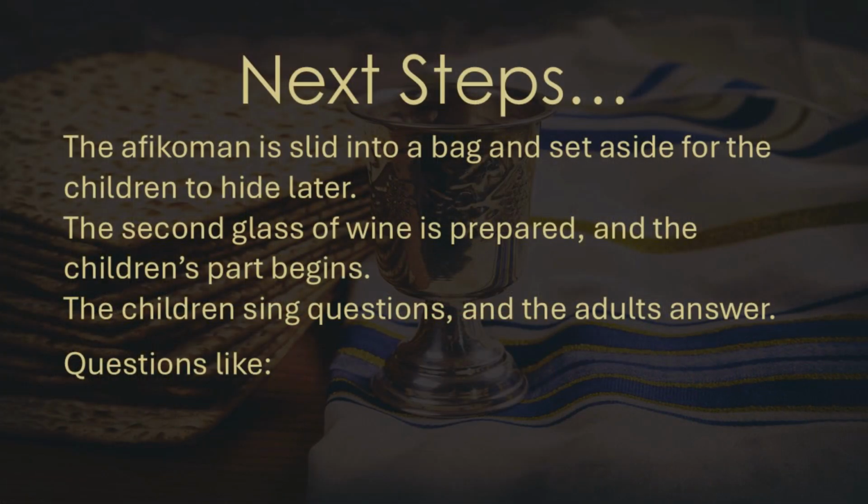The next steps, and this is one of those processes where there is quite a bit said. There are some ritualistic prayers, there are things that are happening. This is one of those ways I'm going to save us a little bit of time so we're not here for 4 hours. So that afikomen is slid into that bag and set aside for the children to hide later. So they'll be coming to that period at some point. The second glass of wine is prepared and the children's part begins.